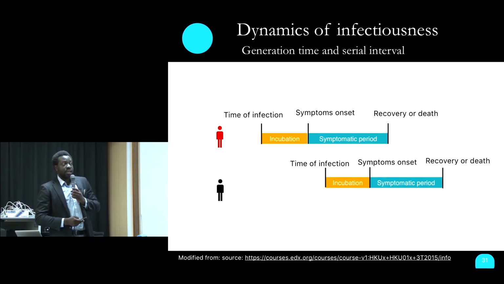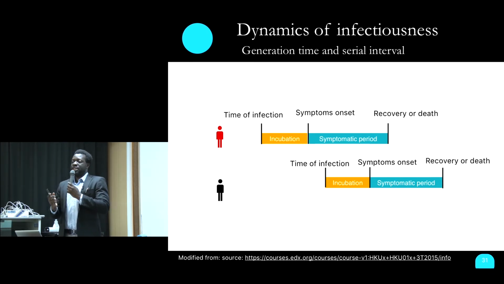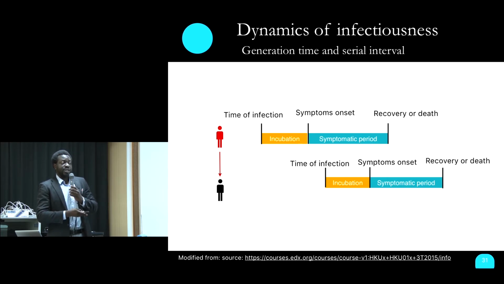Another important element to look at is the generation time and the serial interval. Both generation time and serial interval tell us about the time scale of disease transmission. What is it? I will explain in detail now. Transmission is between two persons, from one infected host to one susceptible host. When the transmission is done, we can estimate the time it takes from this person to transmit the infection to the susceptible host.